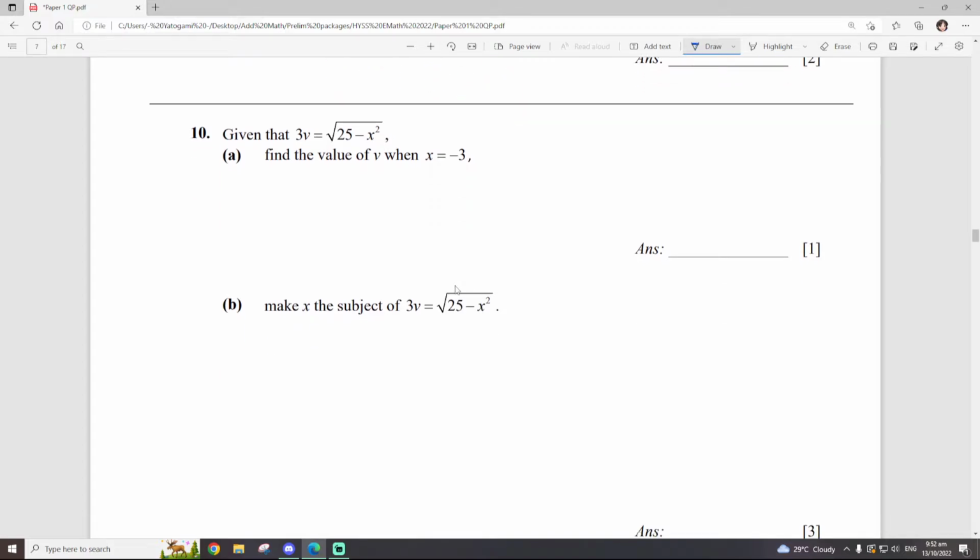We have this, given that 3v is root 25 minus x squared. Find the value of v when x is -3. So this is, you sub in -3, you get 25 minus 9, which is 16. Square root of that is 4. 3v equals to 4, so that means v is 4 over 3.